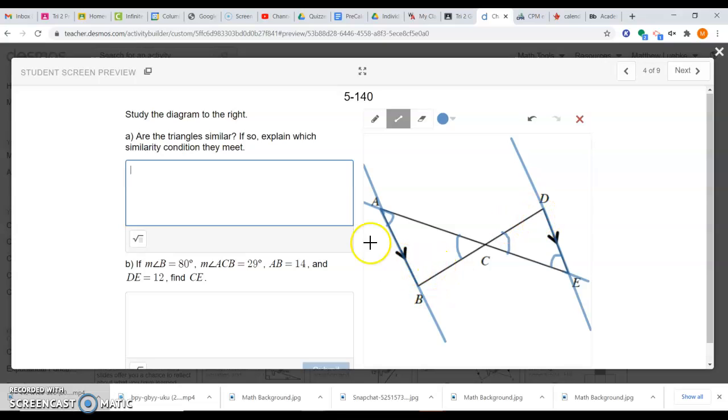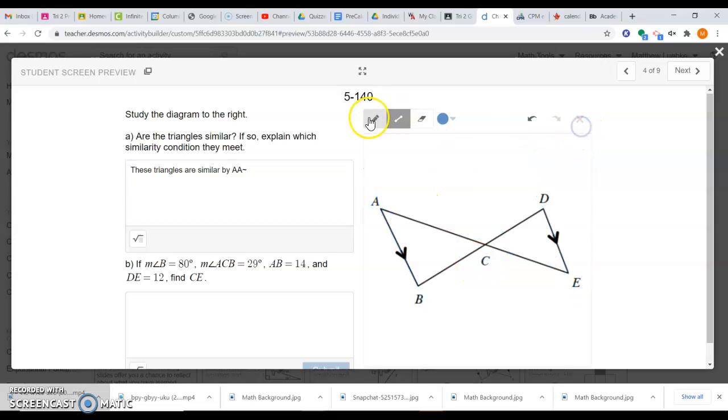We actually have three congruent angles here. But with these angles being congruent, we are allowed to say that these triangles are similar. Let me write, I can't write and talk at the same time. These triangles are similar by angle-angle similarity, because they have two pairs of congruent angles. Okay, so that's just a recap: angle ACB is equal to angle ECD, and angle A is equal to angle E, and we have that angle-angle relationship.